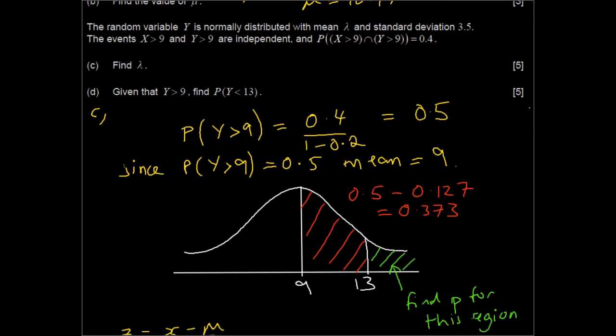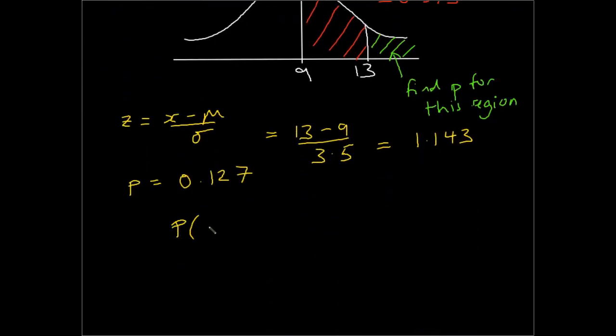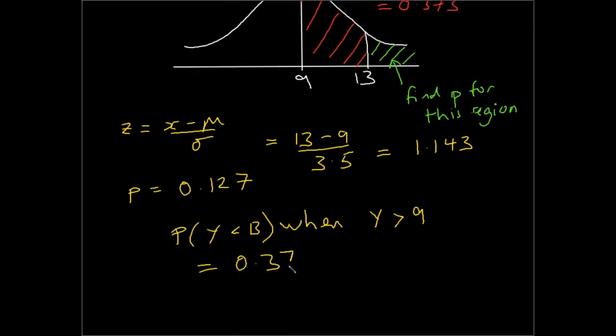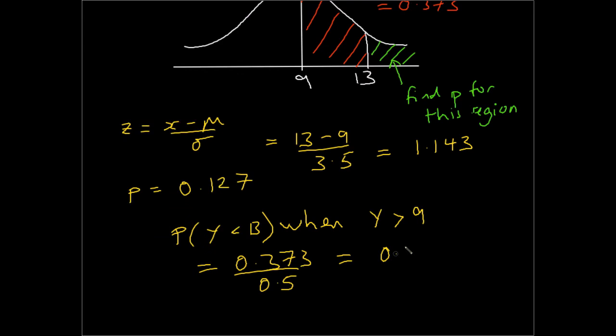So, right, what have we got to do? We've got to work out the probability of y being less than 13 when y is greater than 9, which is equal to 0.373 out of 0.5, which equals 0.373 divided by 0.5, which equals 0.746. And that is the answer.